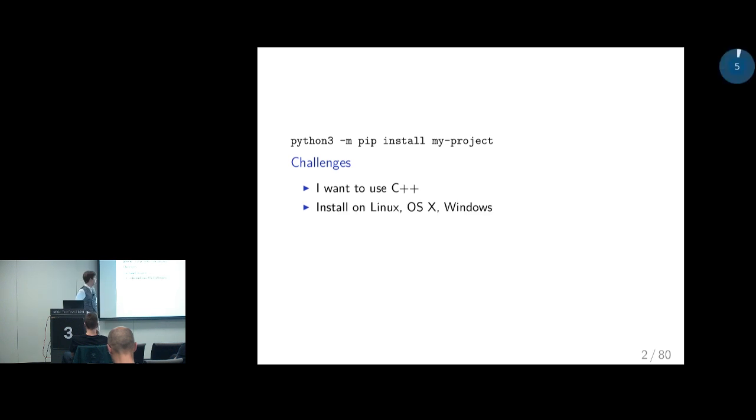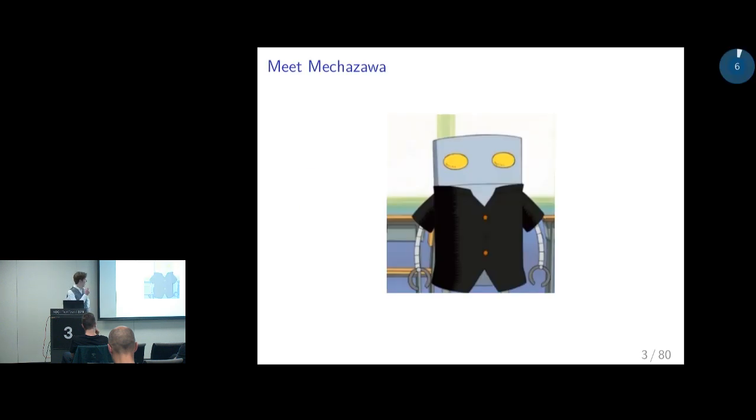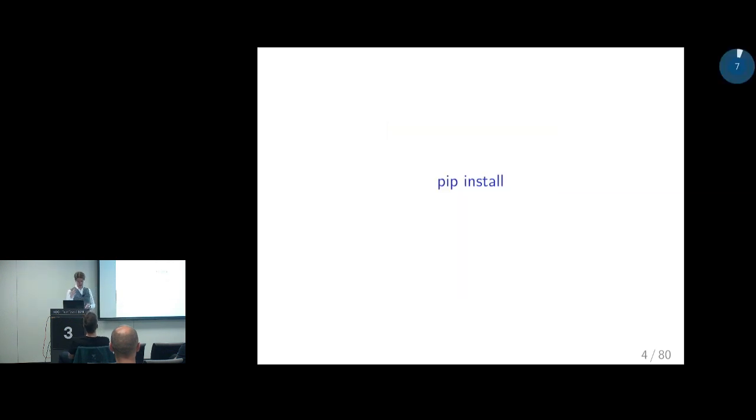And also I want to install this on Linux, Mac, Windows. There's also the BSDs, but they're sort of an exercise for the reader. As a proxy for me, I'm going to use Mekazava. I'm not very fond of using my own name, so he will show up where you would substitute yourself. So that's a pal of mine. So let's start with pip install.